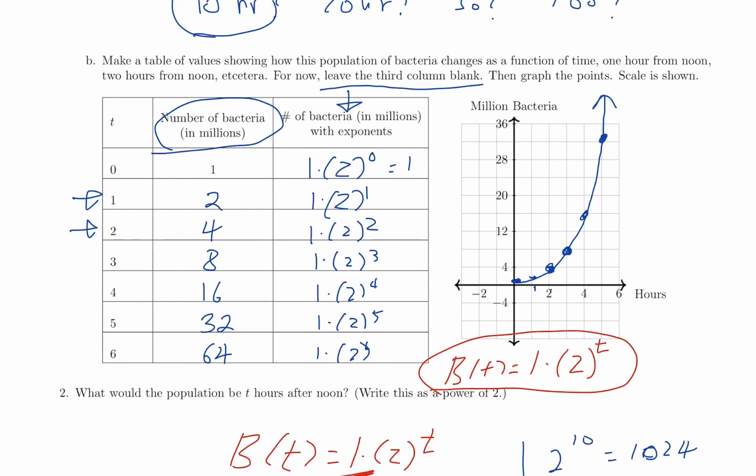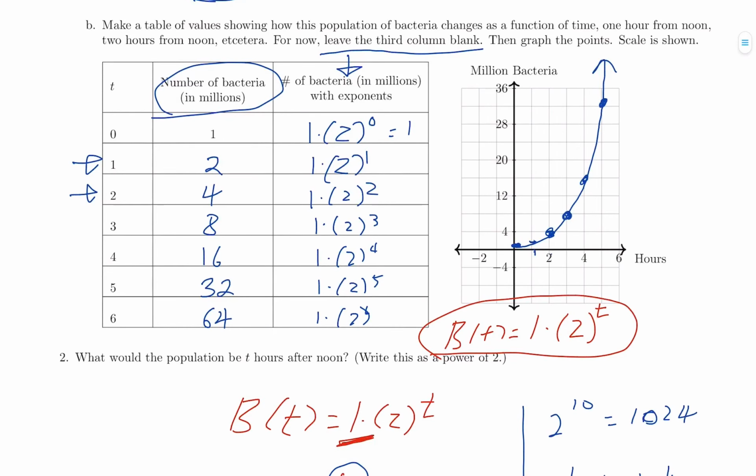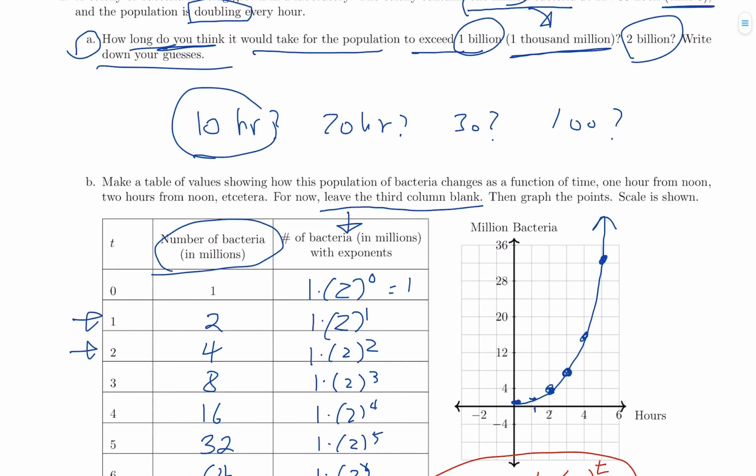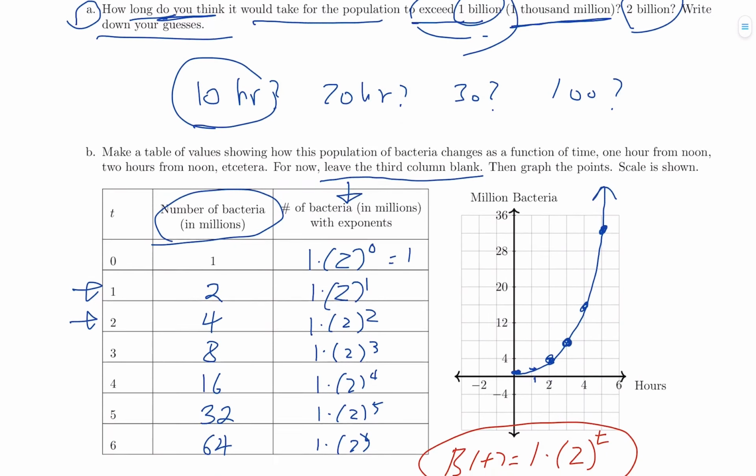It's different from a linear relationship, where it's increasing the same amount every time, where we add or subtract in linear growth. But in an exponential function, if we multiply by a factor, that could make it grow really fast. Again, it also could make it decrease, like, let's say, if it decreased by half every time, right? So about 10 hours, it would take about 10 hours to exceed 1 billion, which is 1,000 million.